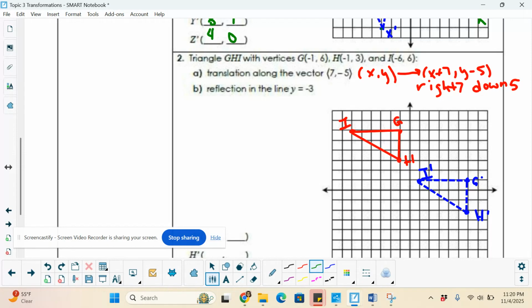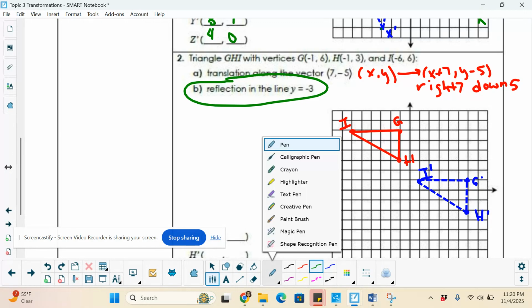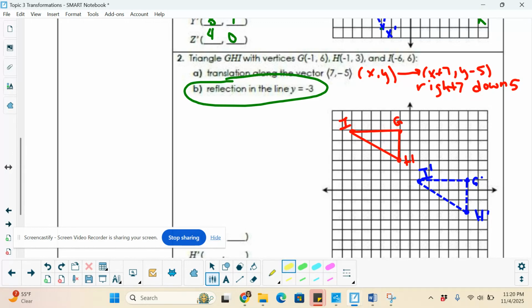All right. The next thing says we're going to reflect over the line y equals -3. So we need to make our line of reflection. I'm going to get my highlighter out. Now, it says y equals -3. So I'm going to go through the y-axis at -3. Okay, so I look at my y-axis. I go down to -3, 1, 2, and 3. And that's where this line is going to go through. That's my line of reflection.